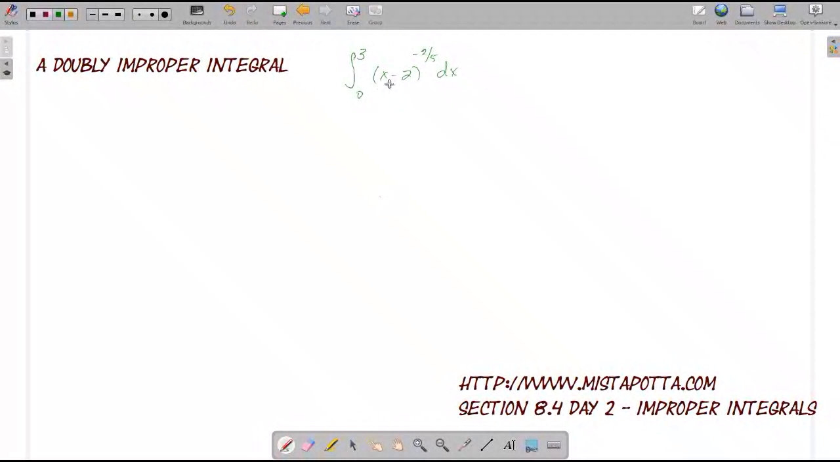So I'm looking at this, and x equals 2 is a problem because it's not an element of the domain of my function that I'm trying to integrate. So I really need to treat this as two separate problems. I need to treat it as the integral from 0 to 2 of my function.